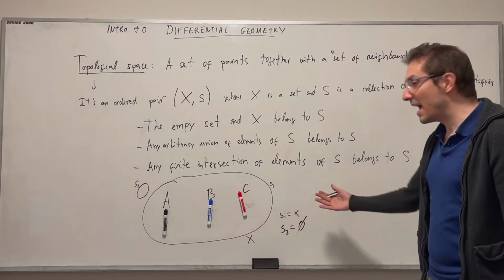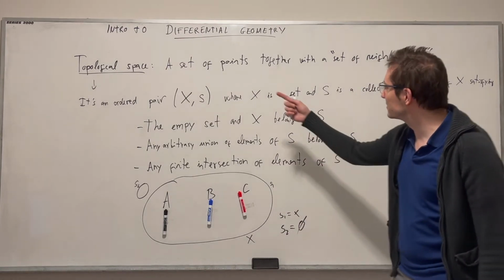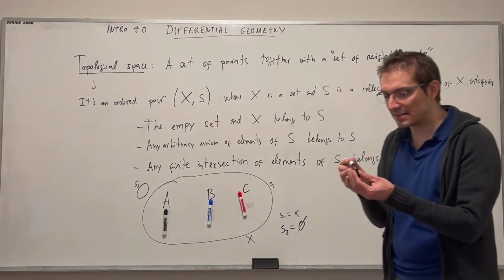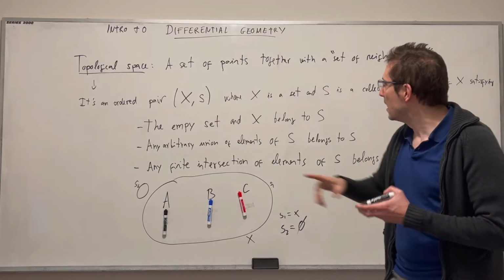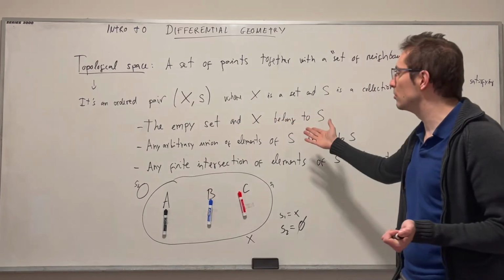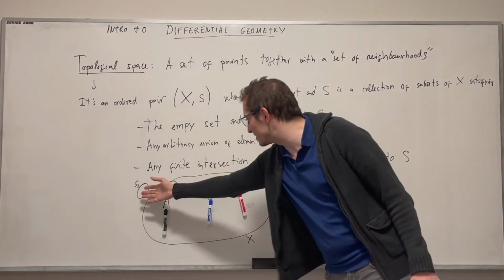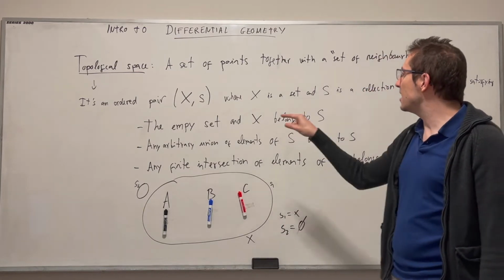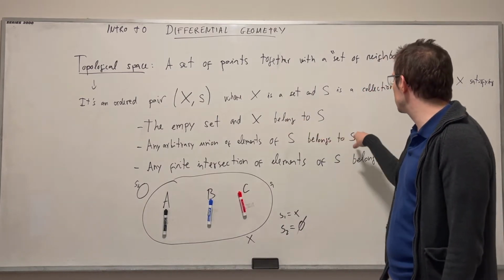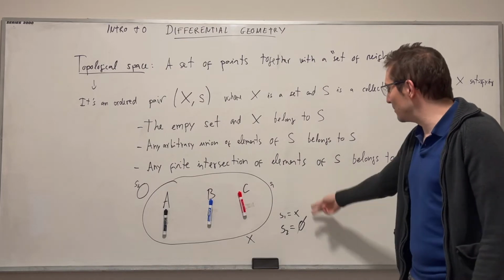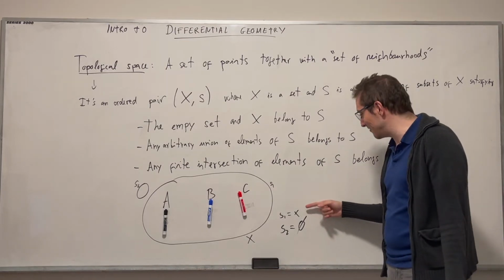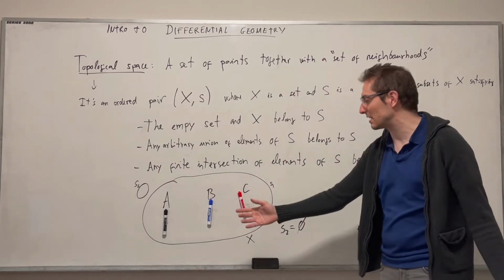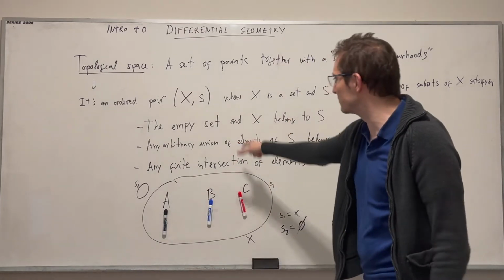So I have 2 subsets of X in the collection, and let's see if it satisfies the 3 axioms. The empty set and the whole set belong to S. Definitely, they do. The empty set is S2, the whole set is S1. Any arbitrary union of elements of S belongs to S. There are 2 elements only, so the arbitrary union I can have is the total set with the empty set, which is the total set, which belongs to S. Wonderful, we satisfy the second.